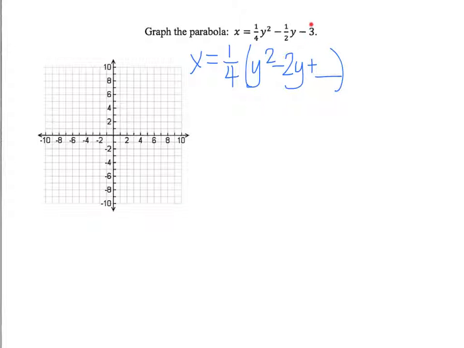We still have a -3 over here, so -3 and minus a blank to balance the equation, remembering that whatever we make a perfect square trinomial with is times 1/4 when we put it over here. So what makes a perfect square trinomial? Half of -2 squared is 1. 1 times 1/4 goes over here to balance the equation. That's 1/4.